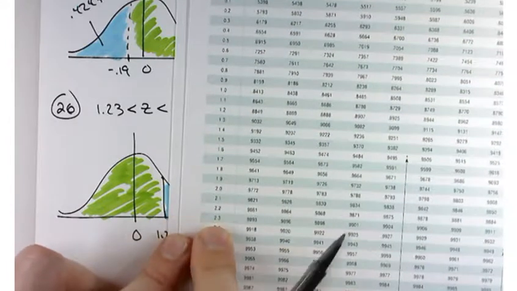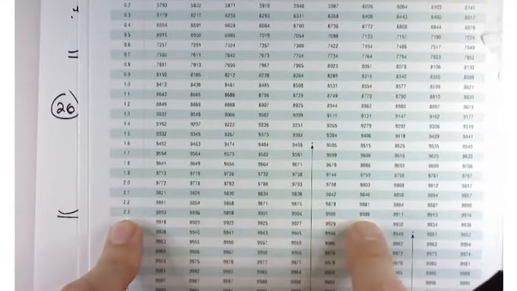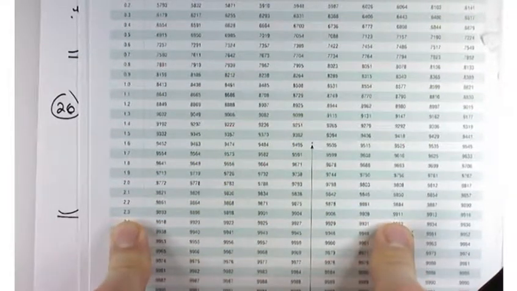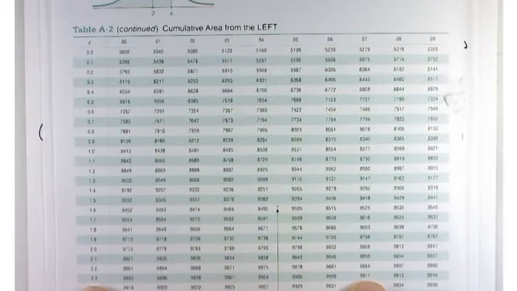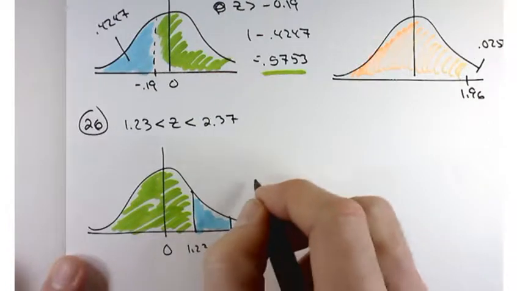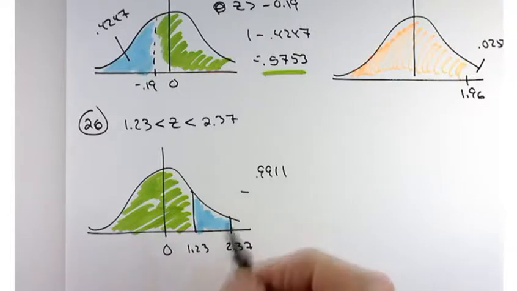So 2.37, start out with the 2.3. 2.3 takes you down to this level, and then across to the point that you're underneath the 0.07. So the 0.07 should be on top of this column. So I'm getting 0.9911. Is that what you guys are getting? All right, so 0.9911. That's the area to the left of 2.37.